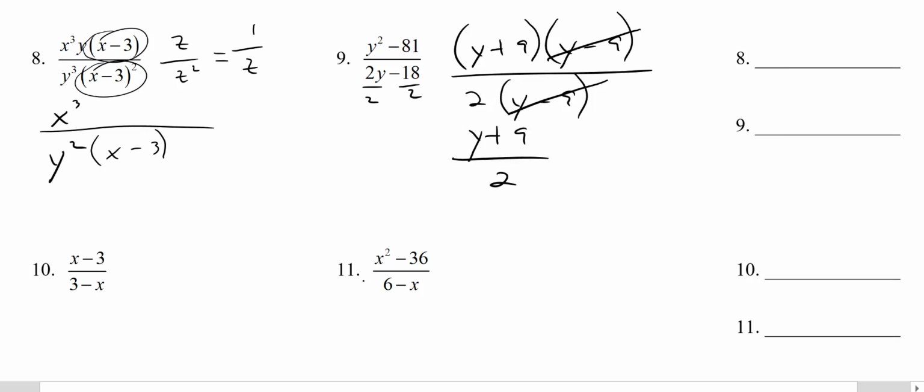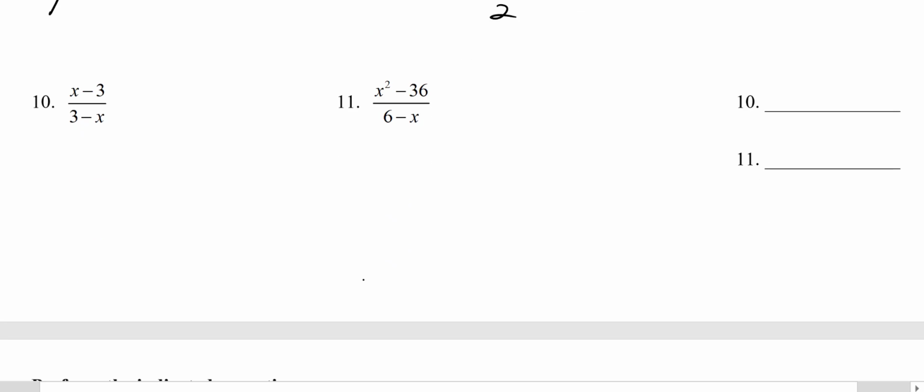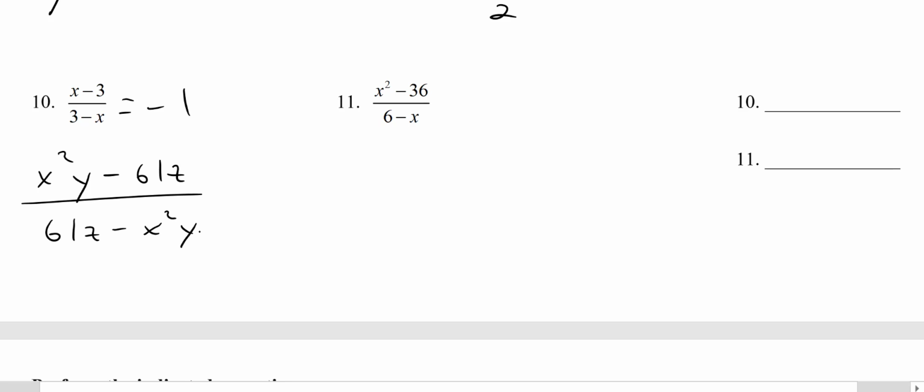Okay, not bad. If you guys remember, I talked about this back in the day. If you have the same thing on the top and bottom except it's just switched, it's equal to -1. Gotta know that. It's like a really important one. So again, I could say x squared y minus 61z over 61z minus x squared y. It's the same thing except just flipped around, equals -1. Don't have to do anything fancy. It's just equal to -1. Okay?